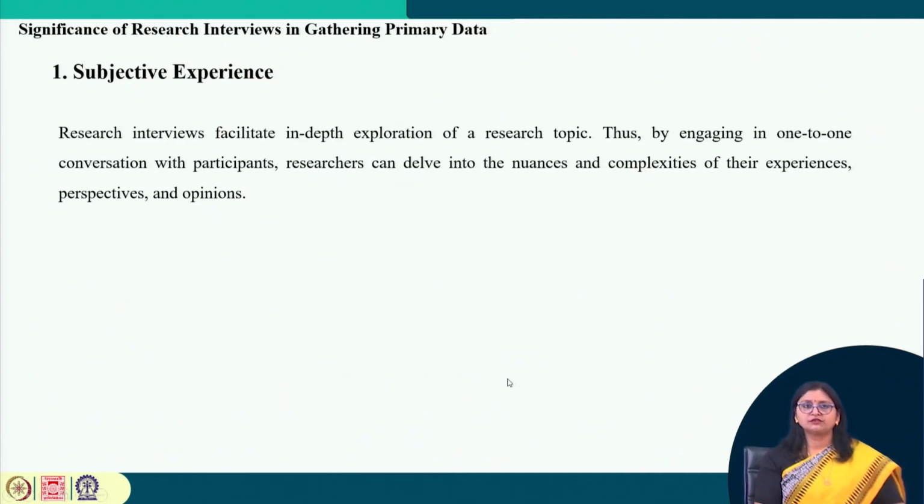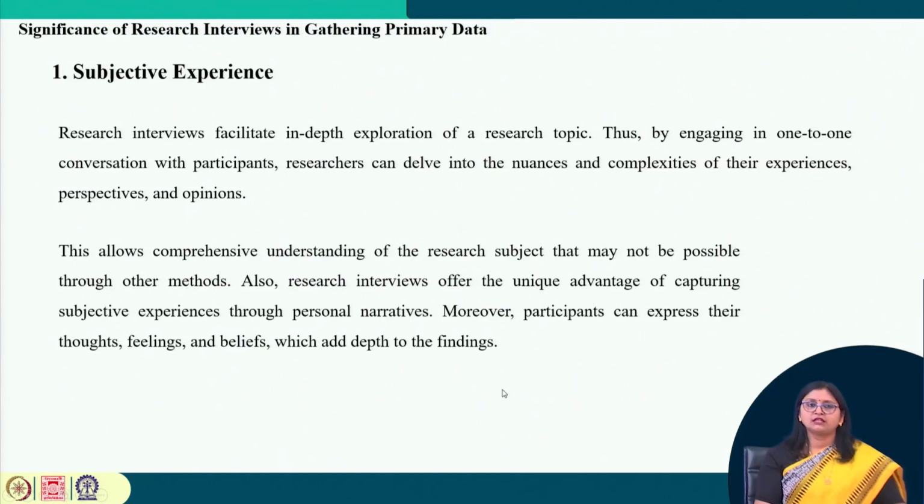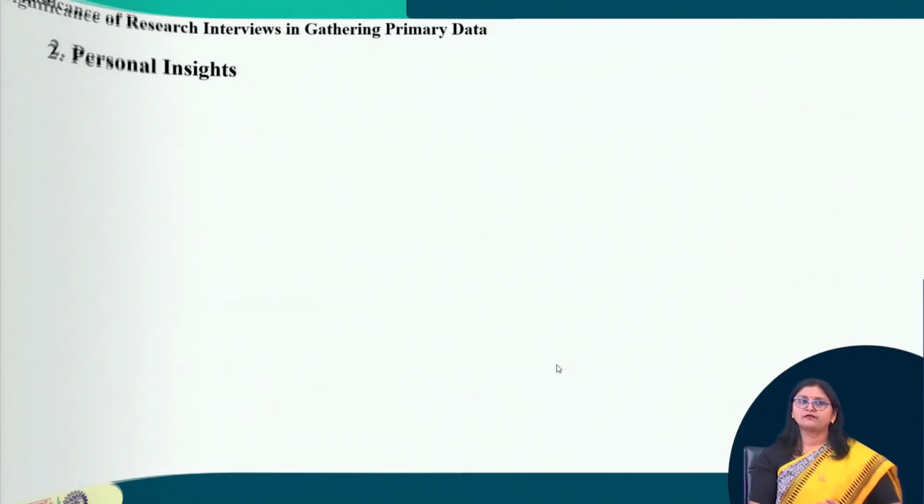This research interview facilitates in-depth exploration of a research topic. Thus, by engaging in one-to-one conversation with the participant, researchers can delve into the complex experiences, perspectives and opinions of the respondent. This allows a comprehensive understanding of the research subject that may not be possible through other methods. Also, research interviews offer the unique advantage of capturing subjective experiences through personal narratives. Moreover, participants can express their thoughts, feelings and beliefs, which add depth to the findings.